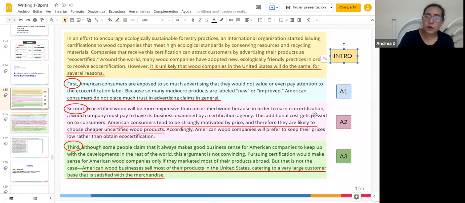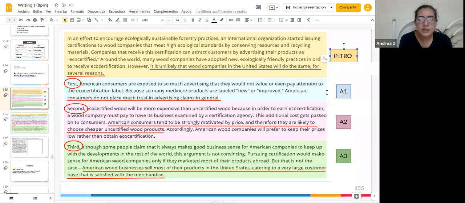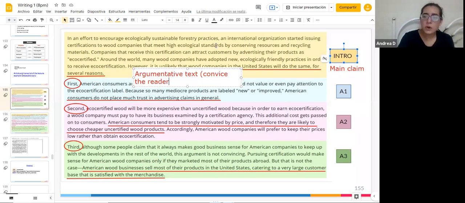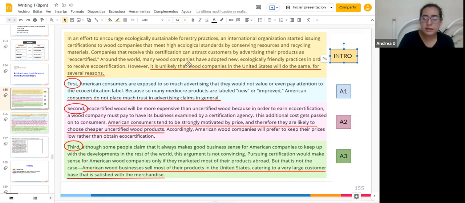Now, what you will have here in terms of content. In the introduction, you're going to have a main claim presented. The main claim. So first of all, I wanted to say this is going to be an argumentative text. So it's trying to prove something, trying to convince you of something or persuade you of something. It's an argumentative text. It's trying to convince the reader of something. So in the introduction, you will have the main claim presented.